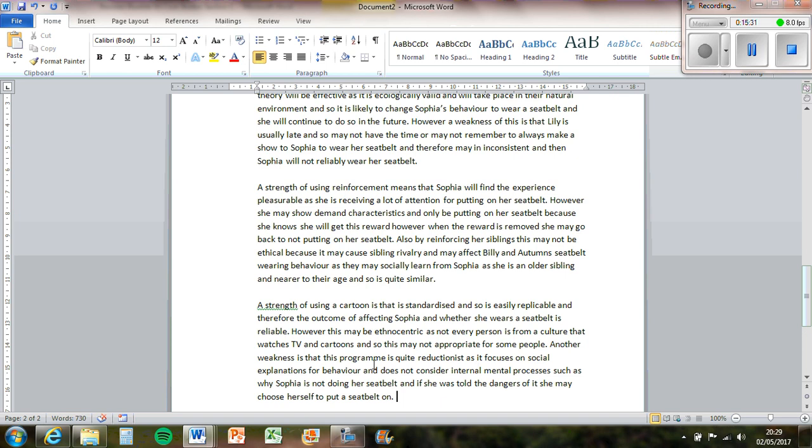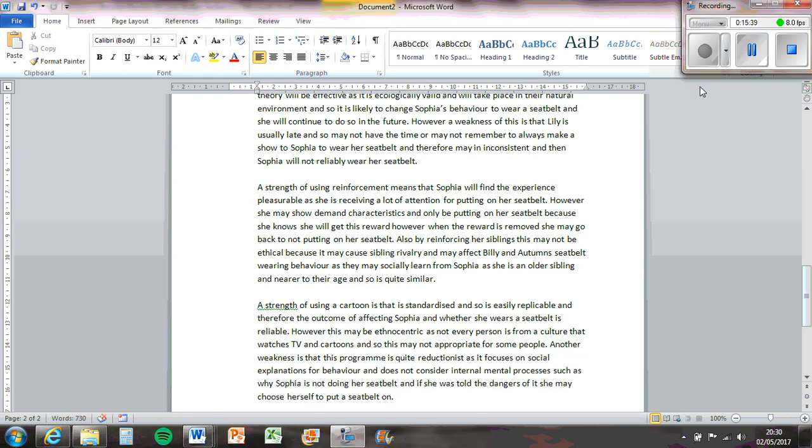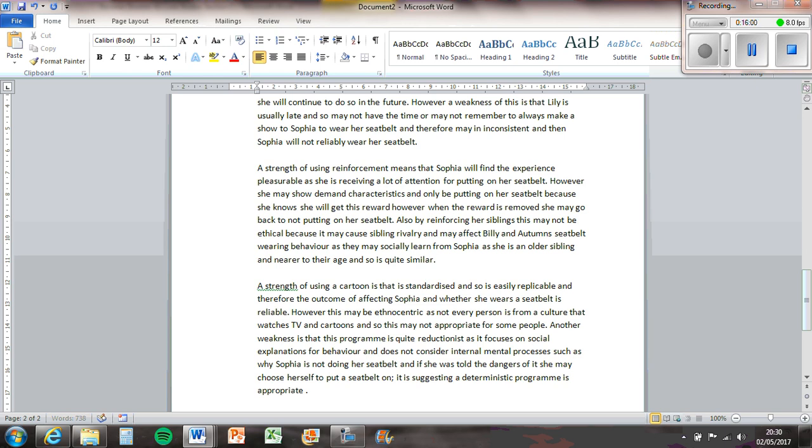So another thing is it's quite reductionist and deterministic. It is suggesting a deterministic program is appropriate, but Sophia may have the free will to change her behaviour herself.